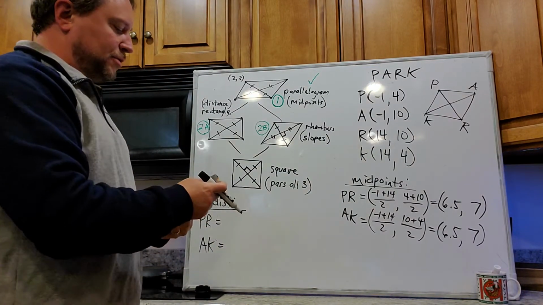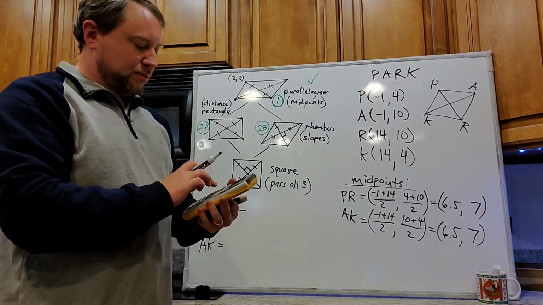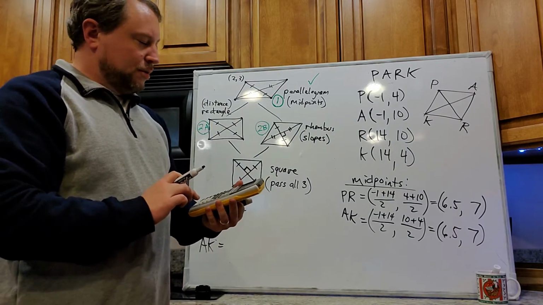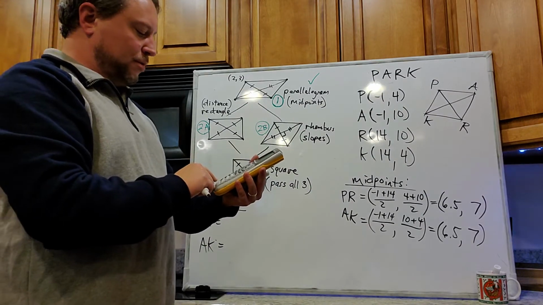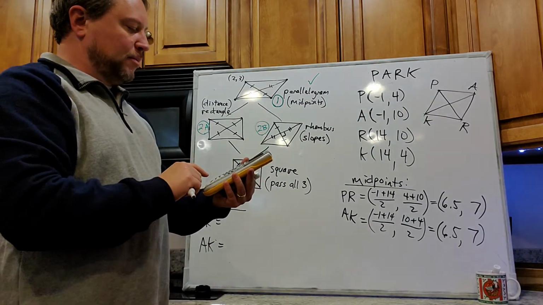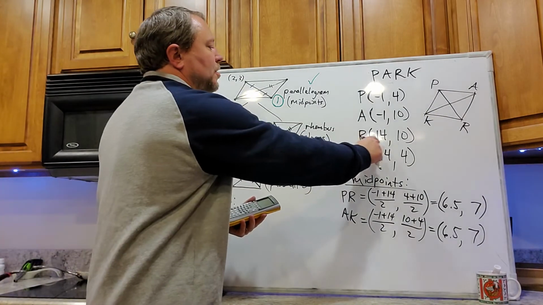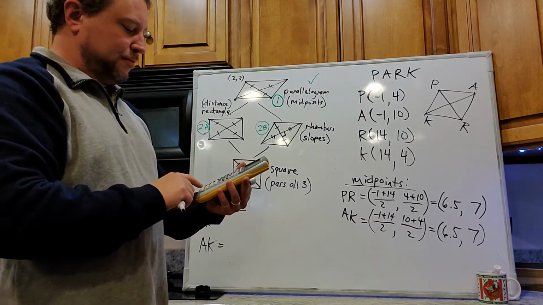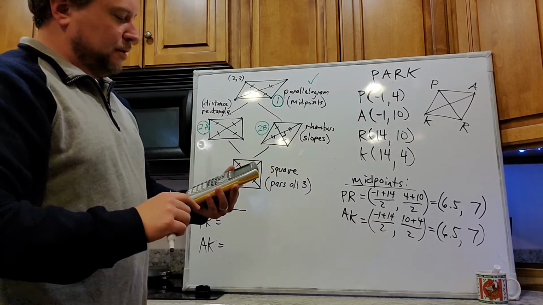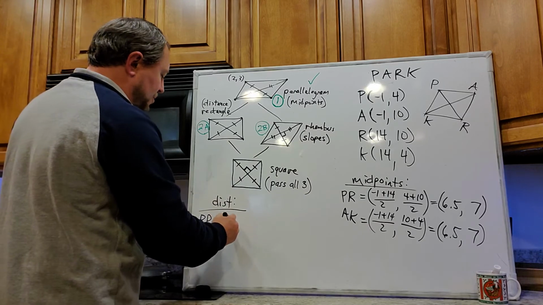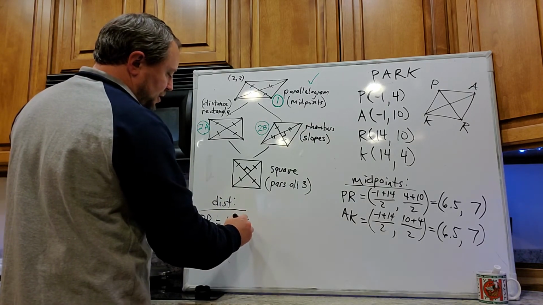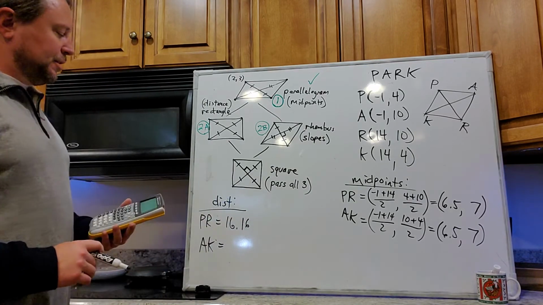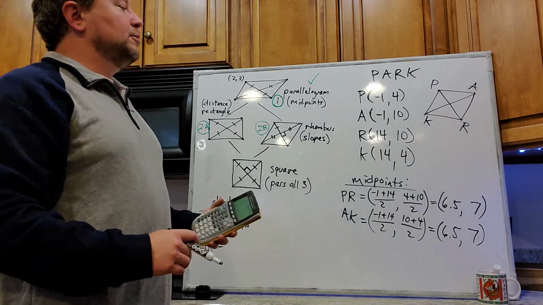I'm going to take advantage of my calculator here to do those. So P had coordinates of -1, 4. If I enter that into my program along with the coordinates of R, 14, 10, my calculator tells me the distance on that one is 16.16 approximately.